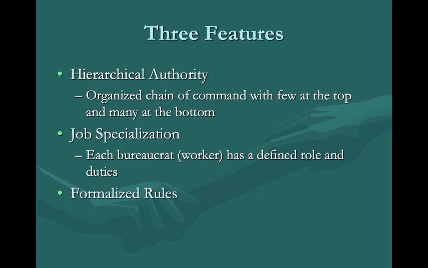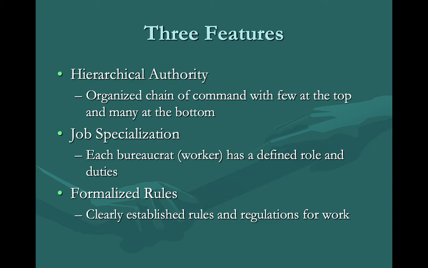The third and final feature of a bureaucratic system is what we call formalized rules. And this refers to the idea that there are clearly established rules and regulations that make the system work and that govern the way workers behave. This could include hours for working, it could include individual responsibilities that workers have, and it could also include the rules under the hierarchy or chain of command that determine who individual workers are to report problems and issues to within their company.